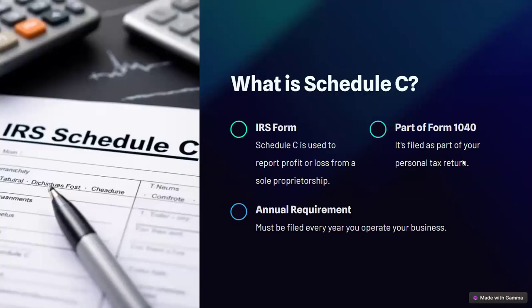So Schedule C is the IRS form. It's used to report profit or loss from a sole proprietorship. It's part of the 1040 form and it's filed as part of your personal tax return.